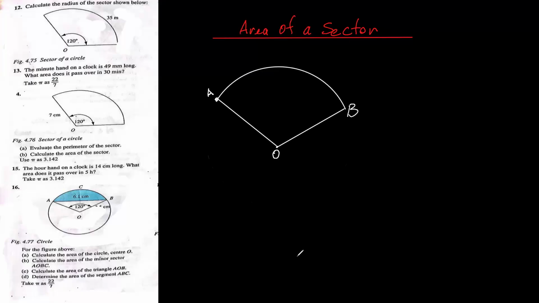Now, if I draw a line from A to B, can anybody tell me what two shapes I have? I have two shapes now. What are the shapes? One will be a triangle, and I believe the next one will be like an arc.